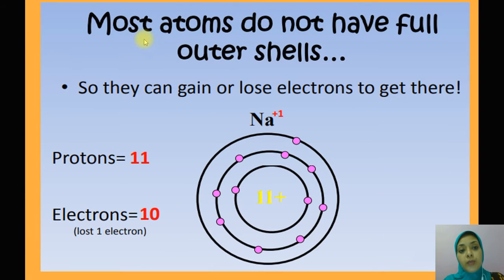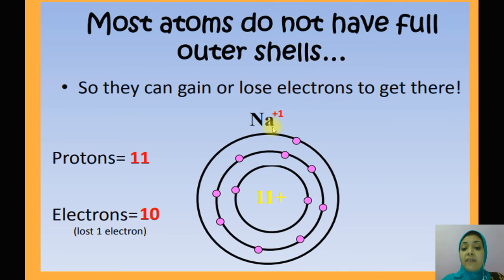It's very important to know that most atoms don't have full outer shells, don't have a full outer energy level with the electrons. So they can gain or lose electrons. This is the way to differentiate between the kinds of elements. We said before that the elements could be metal or non-metal. So the atoms of the metal or the non-metal elements can gain or lose electrons. Why? To be stable or to reach the nearest noble gas, as we said before.